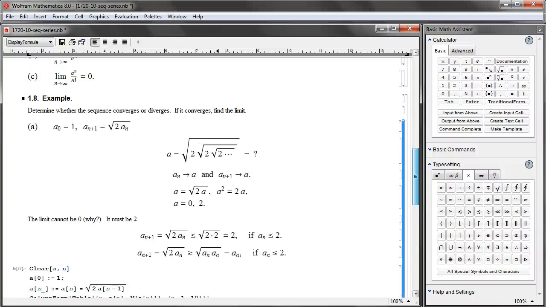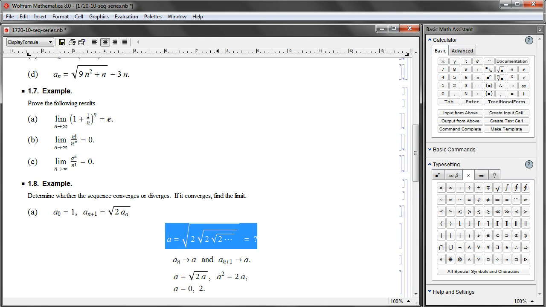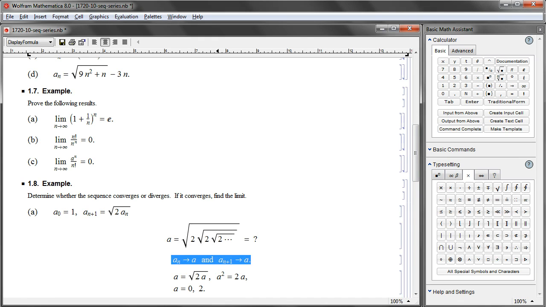We are looking for something like this expression, but I don't know how much sense it makes. The key is this observation here. a_n approaches a, and a_{n+1} should also approach the same limit because both n and n+1 are headed toward infinity. So if I replace a_{n+1} and a_n by a, the limit value, then we have an equation, and this is actually a quadratic equation. So we end up with this equation, and then we have two candidates, a equals 0 or 2.